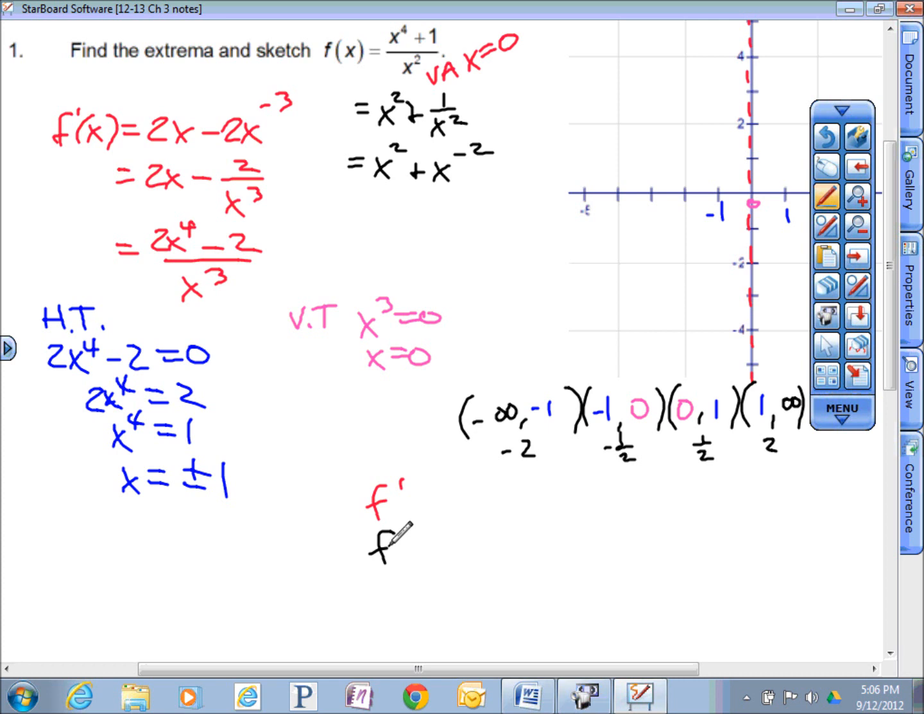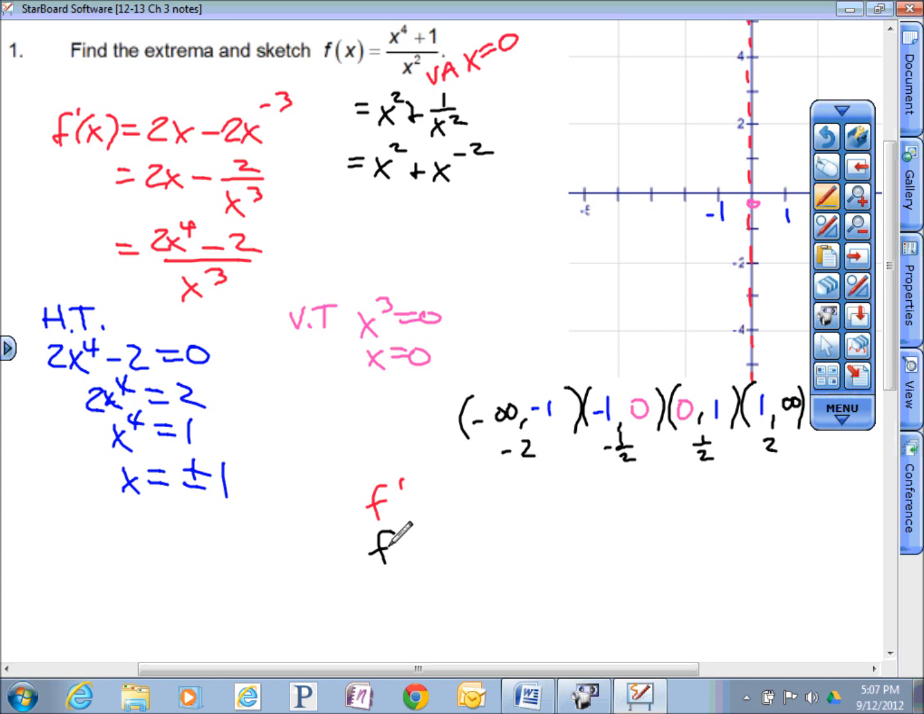Let's look at this function critically, going all the way back to the original version of this function. If I take a negative number and raise it to the fourth and add 1 to it, it's going to be positive. Actually, let's cheat even more. Look at the bottom of that original fraction. The bottom of that original fraction is being squared, which means it's always going to be positive. Let me say that well: we're going to test this in the derivative, not the original function.